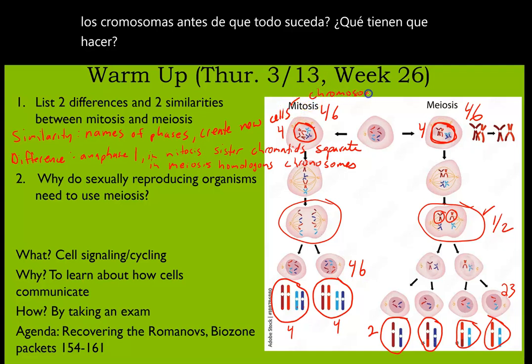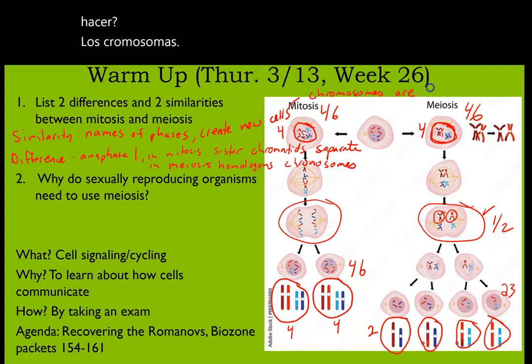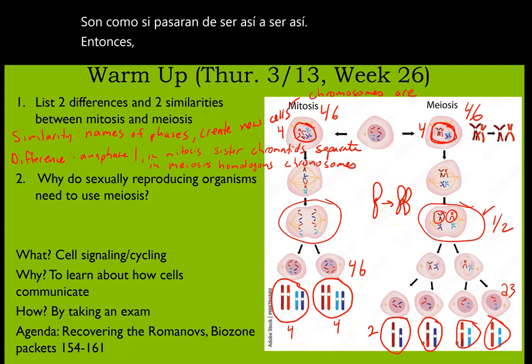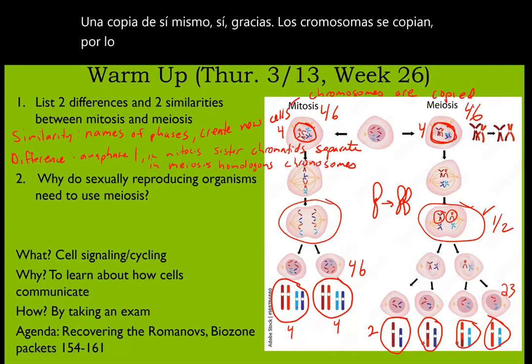The chromosomes go from being like this to being like this. So what's happened to the chromosome? It has made a copy of itself. Yeah, thank you. Chromosomes are copied. So both of them rely on copying the chromosomes beforehand.